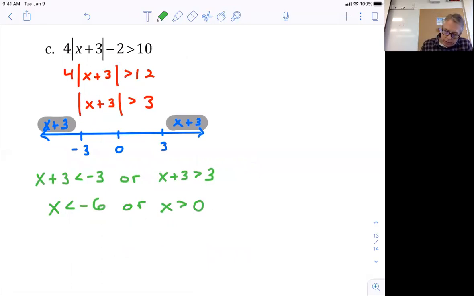So in interval notation, that's going to be everything from -∞ to -6, exclusive of -6 because not equal to, union from 0 to infinity.